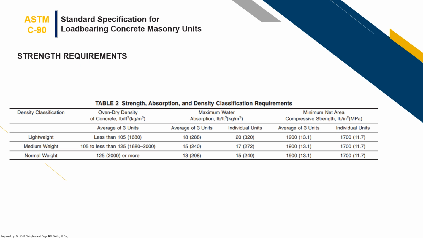And then we also have the values for the minimum net area compressive strength in terms of pounds per square inch. Okay, for the average of the three units, for all types of classification, it should have a minimum compressive strength of 1,900 pounds per square inch. And for individual units, it shall have a minimum compressive strength of 1,700 pounds per square inch, okay, or equivalent to 11.7 megapascal.